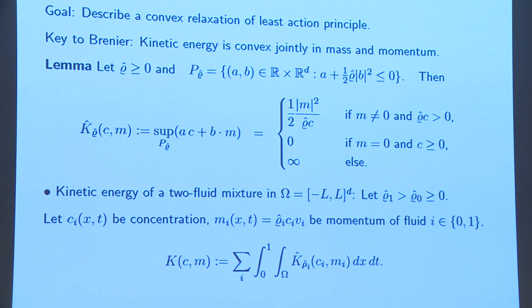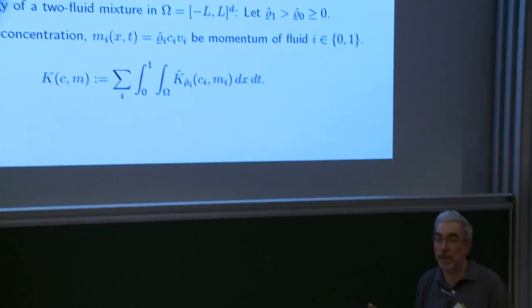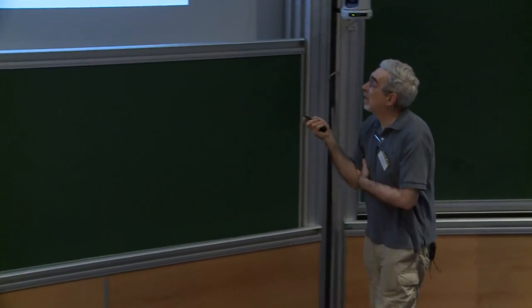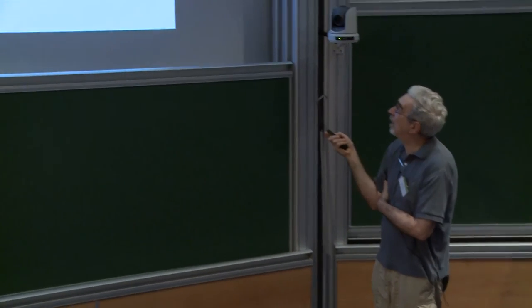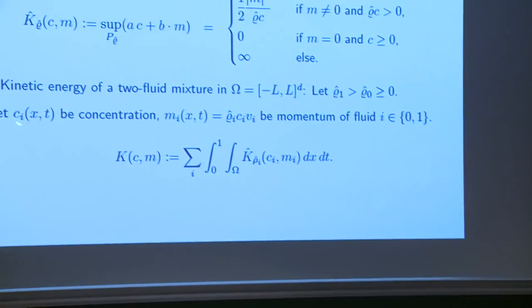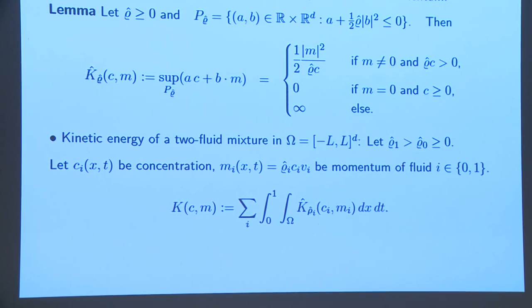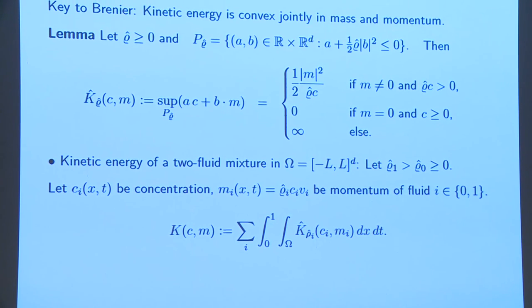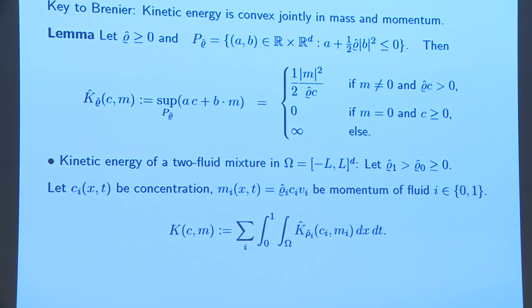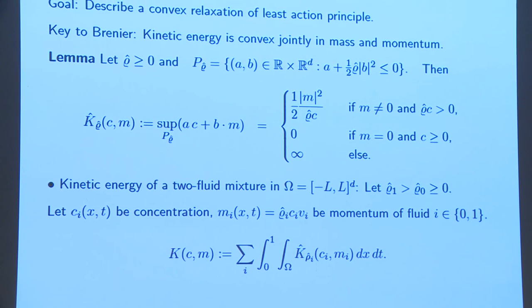So what's a relaxation? You should be thinking about the closure in the weak star topology. And that's why we're going to have densities that can be between 0 and 1. So c_i is a concentration. You should think of it as between 0 and 1. In the least action problem here, you don't necessarily constrain it, but I will in a second. So the kinetic energy of the mixture is the sum of the kinetic energy of the components.